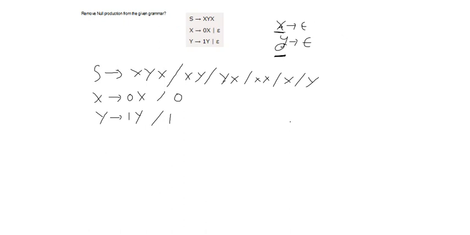Okay, once you are eliminating null production, you can see unit productions. You can see the unit productions here: S implies X and X implies Y.